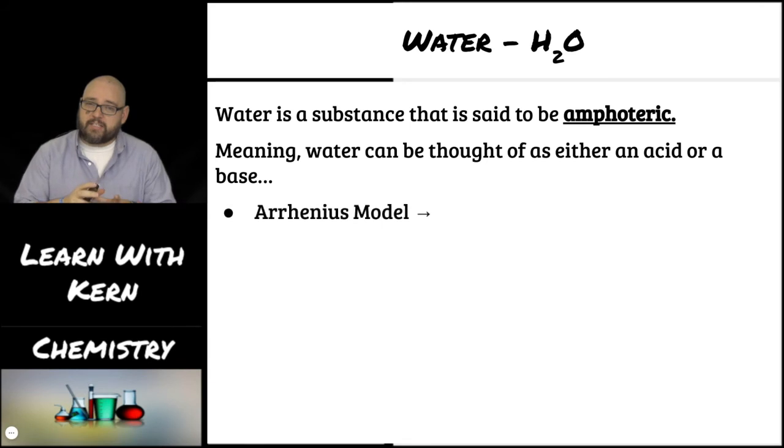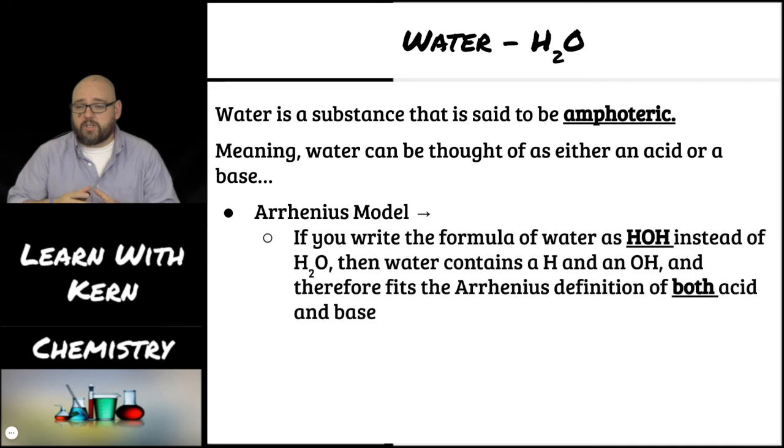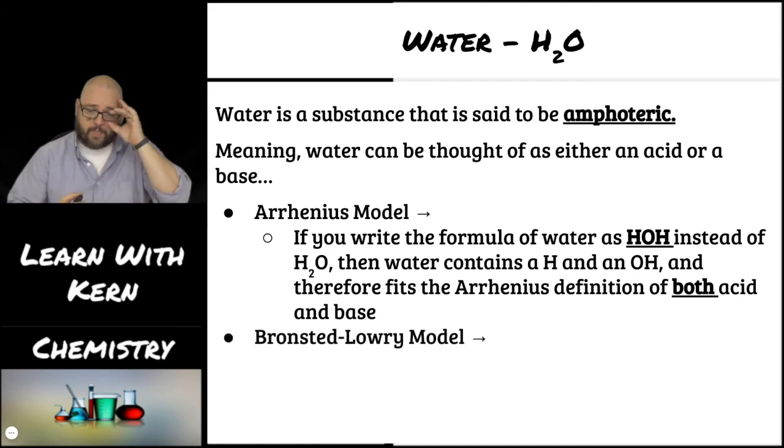So let's look at it in terms of the Arrhenius model. In the Arrhenius model, we have hydrogen ions being produced or hydroxide ions being produced, and they both have to be part of the formula. Well, if you write the formula of water as HOH instead of H2O, then water contains a hydrogen and a hydroxide. It therefore fits the definition of the Arrhenius acid and the Arrhenius base. It fits both definitions.